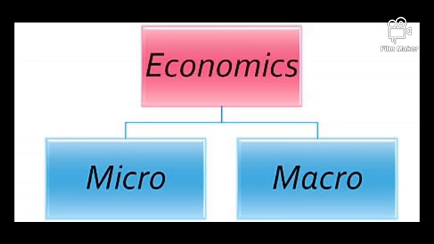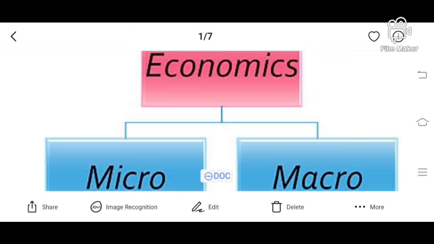microeconomics and macroeconomics. The terms microeconomics and macroeconomics were first coined and used by Ragnar Frisch of Oslo University in 1933. Since then, they have been adopted by economists all over the world.